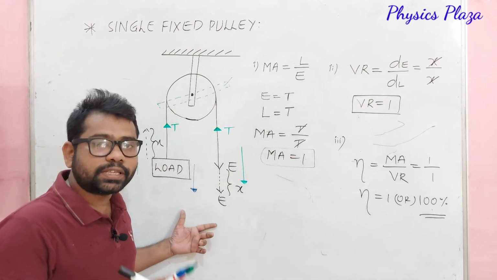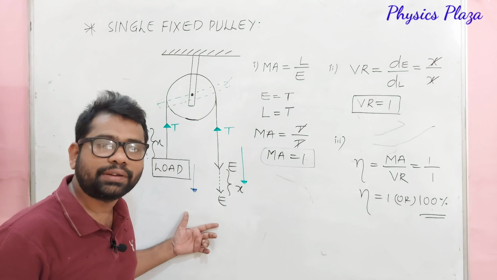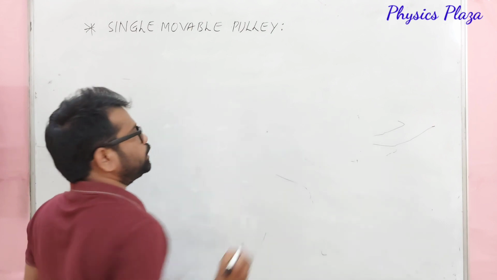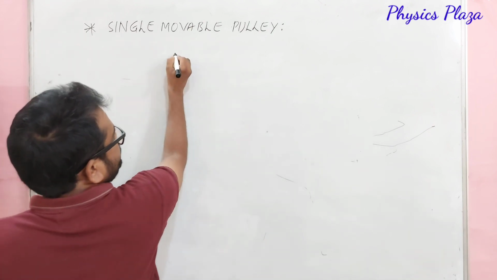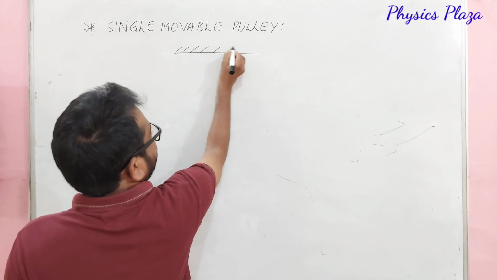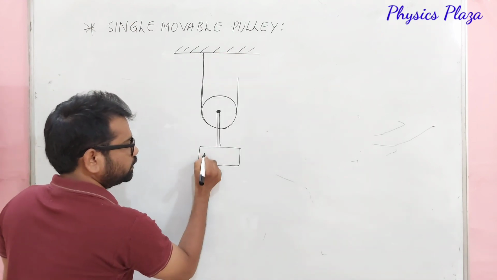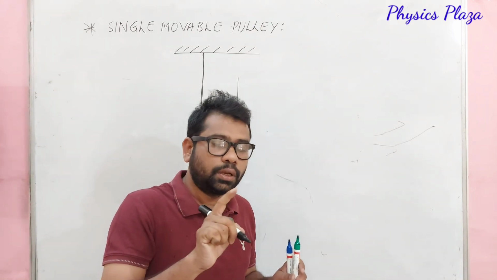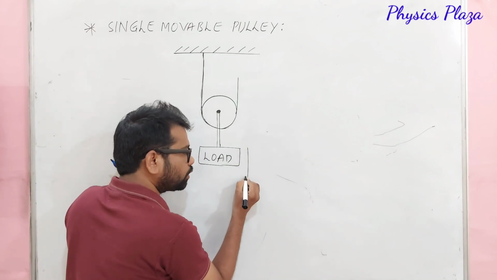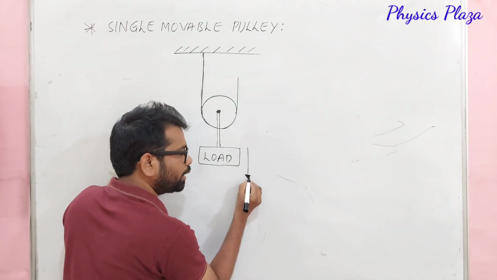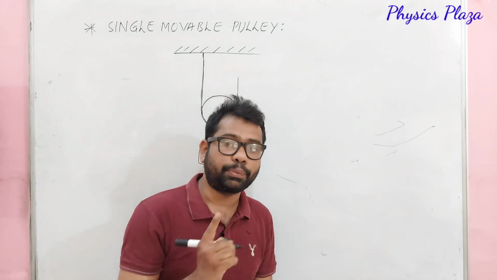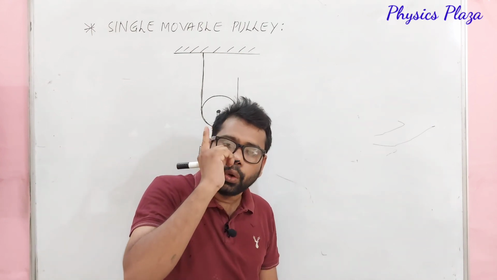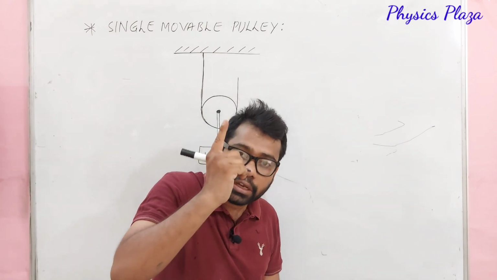Now we will discuss what a single movable pulley is, and we will try to calculate its mechanical advantage and velocity ratio. Single movable pulley. First of all, let us see how the single movable pulley looks. Children, look here. Here is the rigid support. Here the load is attached. Children, don't forget the load direction. I am not talking about displacement. Load direction is always downwards. If you forget to mark this direction, you will lose 1 mark. That's very, very important. Don't get confused. Load direction is always vertically downwards only.